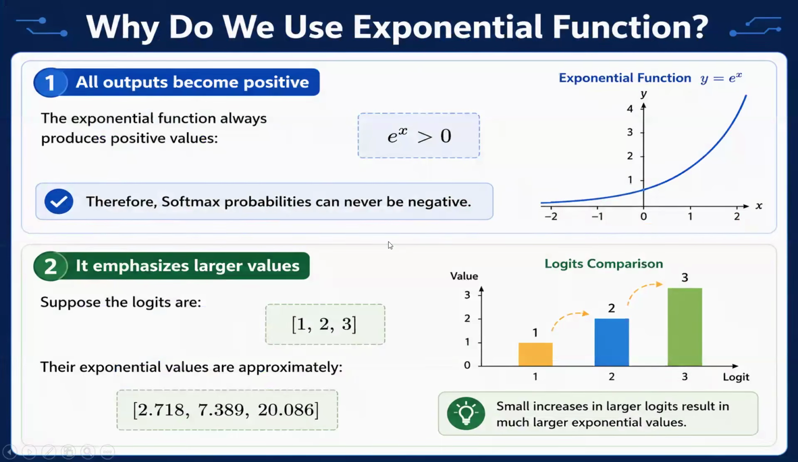Now, why do we use the exponential function? It is important because all the outputs become positive, since e raised to x is always greater than 0. So softmax probability can never be negative. Next, it emphasizes larger values. Suppose the logit values are 1, 2, 3, then the exponential values are 2.718, 7.389, 20. Small increases in larger logits result in much larger exponential values. That's why we use the exponential function here.